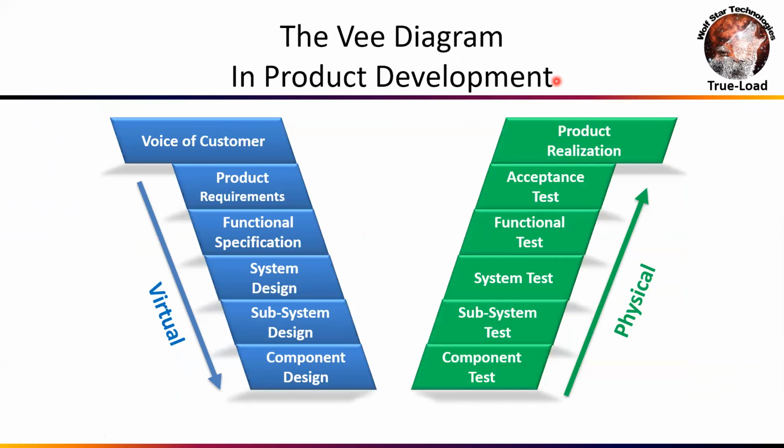So this is the V diagram in product development. I'm sure you've all seen this. It's a pretty handy diagram, and really in product development, this is a pretty nice model. You start with the voice of the customer, you go in and get your product requirements and functional specs, and then you start getting into CAD and FEA, doing your system, subsystem, and component design. So this is all on the virtual side of things, trying to develop your product in an efficient fashion on the front end. And then when you want to start proving it out, you come back and start with the component test, subsystem, system test, and all the way up to functional acceptance test, and then you can launch your product.